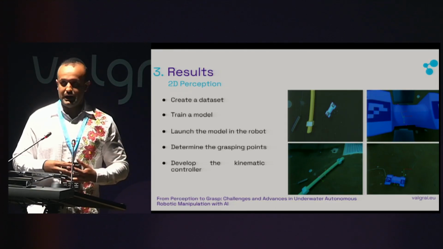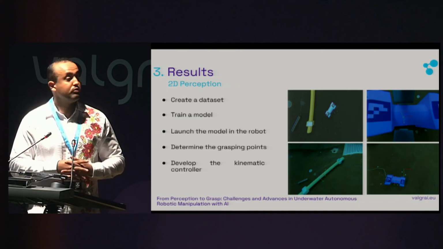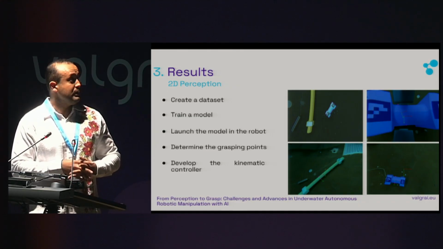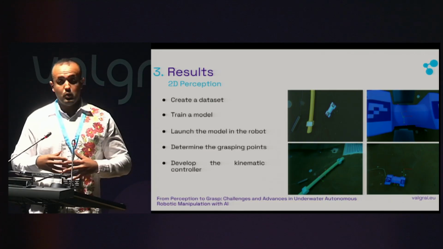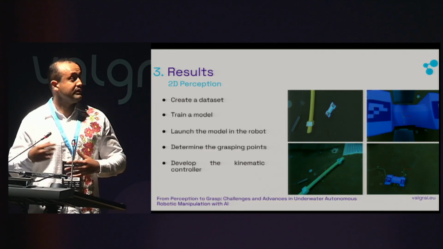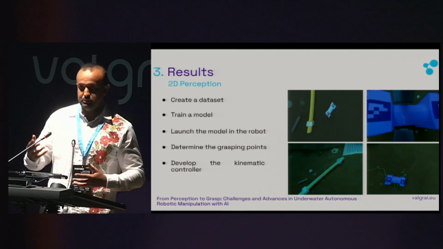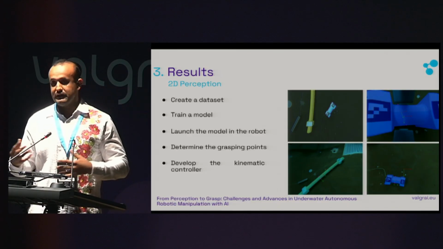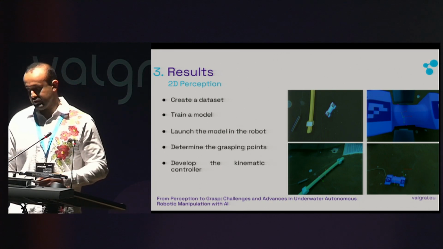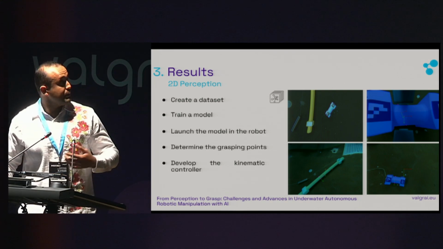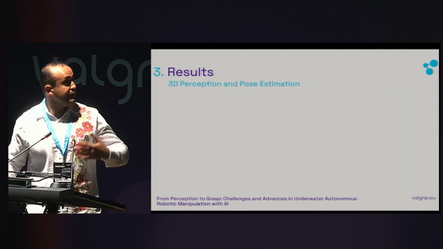So we have a camera on the gripper of the robotic arm, and we take a bunch of images, we create a data set, we label all these images, and then we train the model. We launch the model on the robot, we determine the grasping points in 2 dimensions, and then we develop the kinematic controller. The next approach will be in 3D.